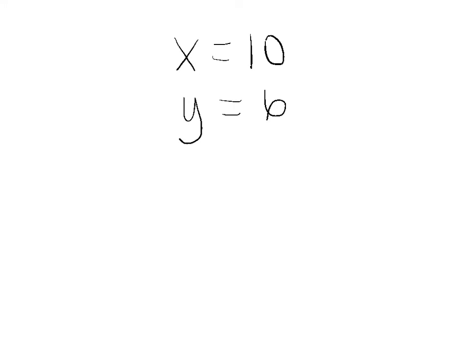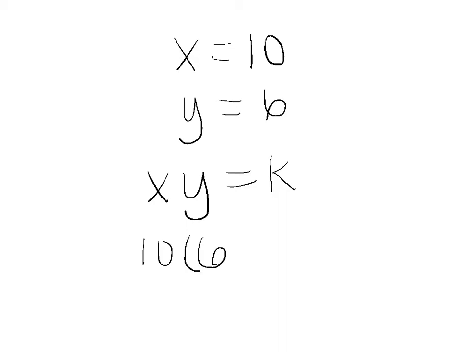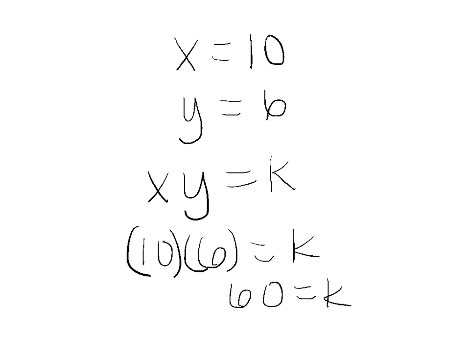So setting up the problem, again using x times y equals k, we can substitute in 10 times 6 equals k. 60 equals k. Find out how long it'll take 9 people to do the same job. We'll need to solve the new equation, x equals 60 over y.